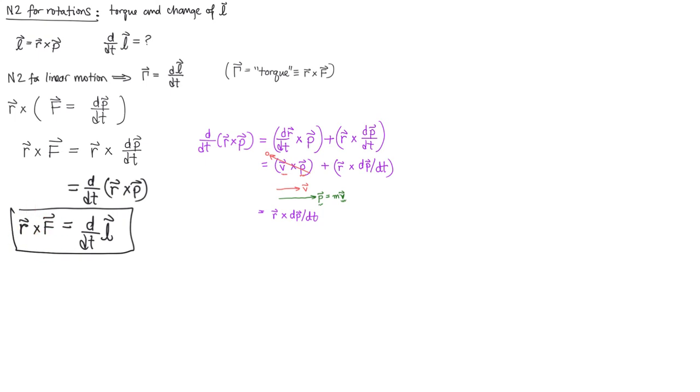So this quantity, we give just a name. We call this the torque. And we give it in this class the symbol capital Greek letter gamma. So we end up with a Newton's second law for rotations. And that will be torque is equal to the rate of change of the angular momentum.